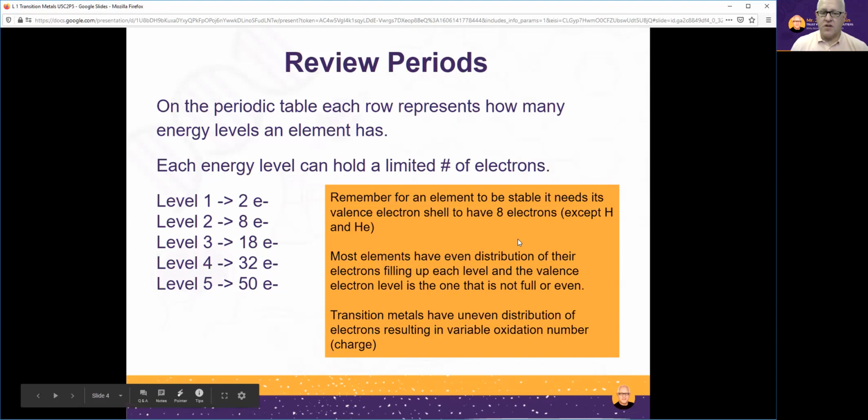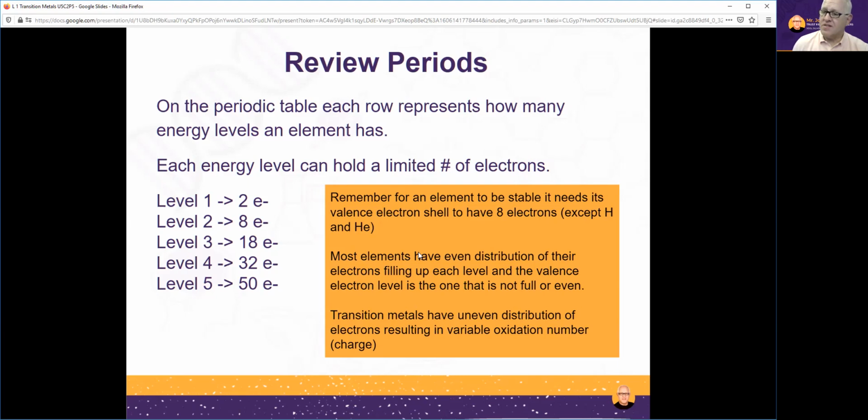So let's review periods again. On the periodic table, each row represents how many energy levels an element has. And each energy level can hold a limited number of electrons. So for example, level 1 can hold 2 electrons. Level 2 can hold 8. Level 3 can hold up to 18. Level 4 up to 32. And level 5 up to 50.